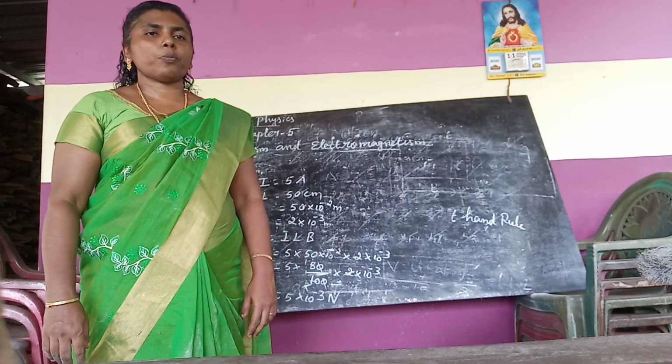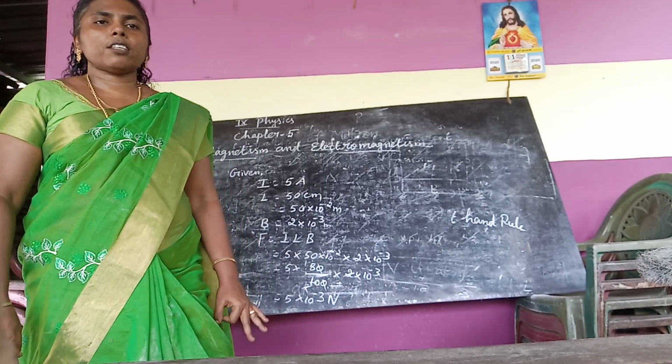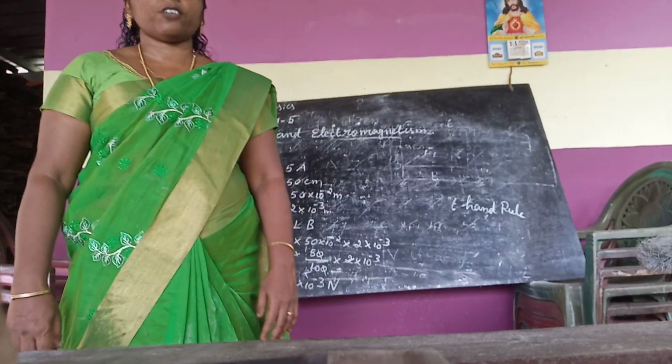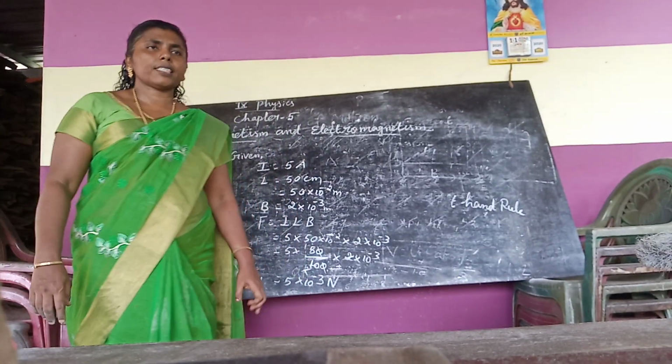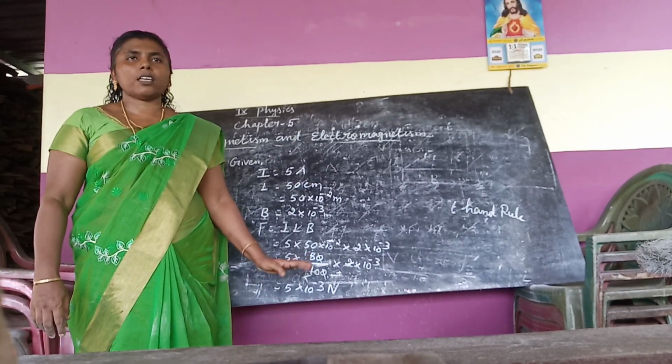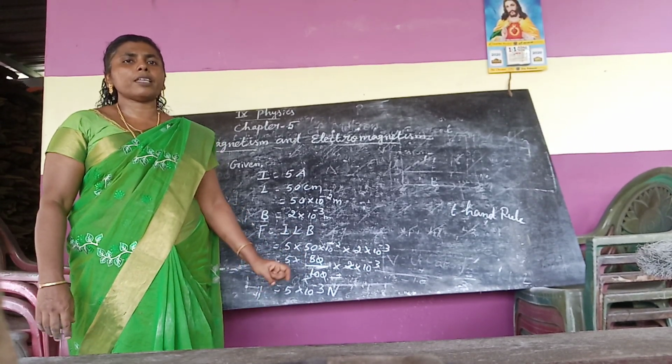So yes, today's assignment, 2 questions. State Fleming's left hand rule and magnetic flux density. 2 questions, study and write in your note. Already 4 lessons are over; for the 5th lesson, the assignment is only 2 questions.